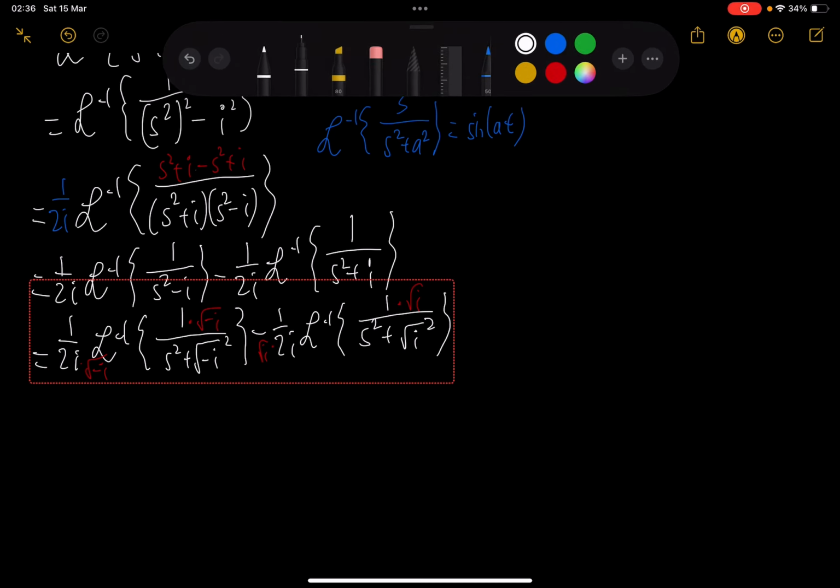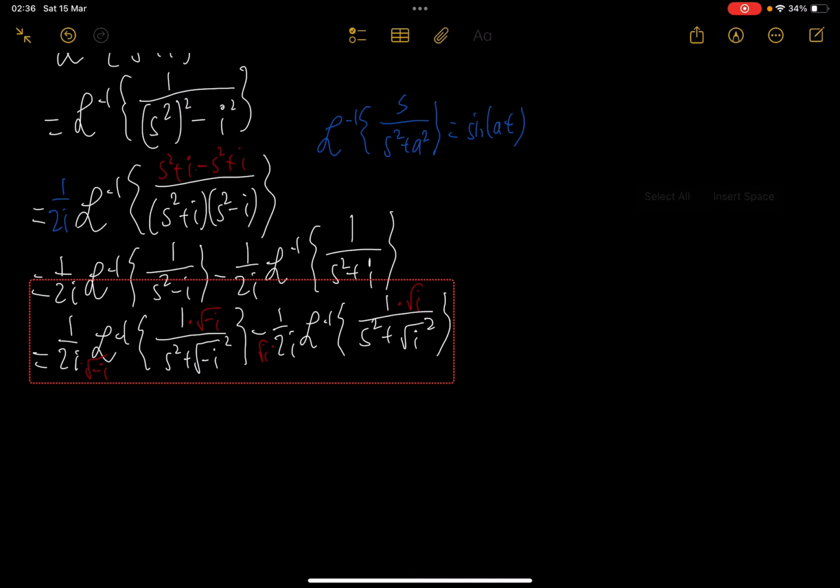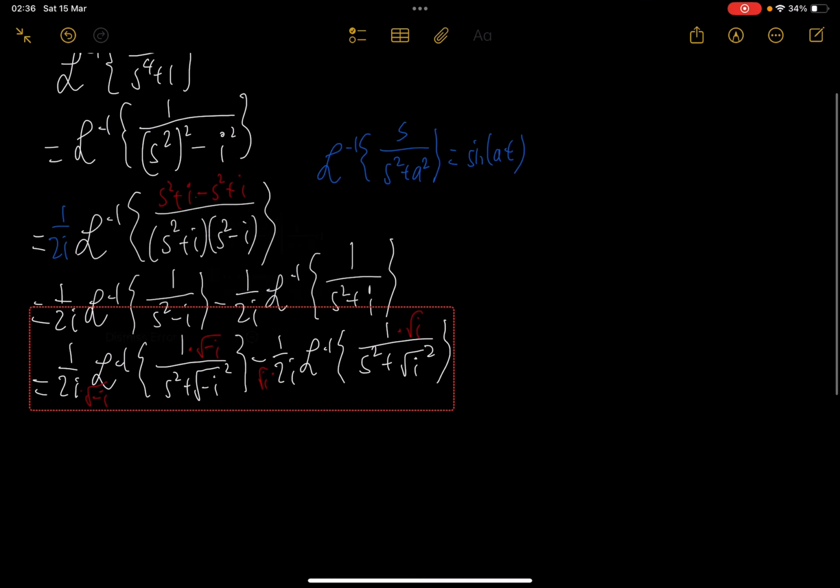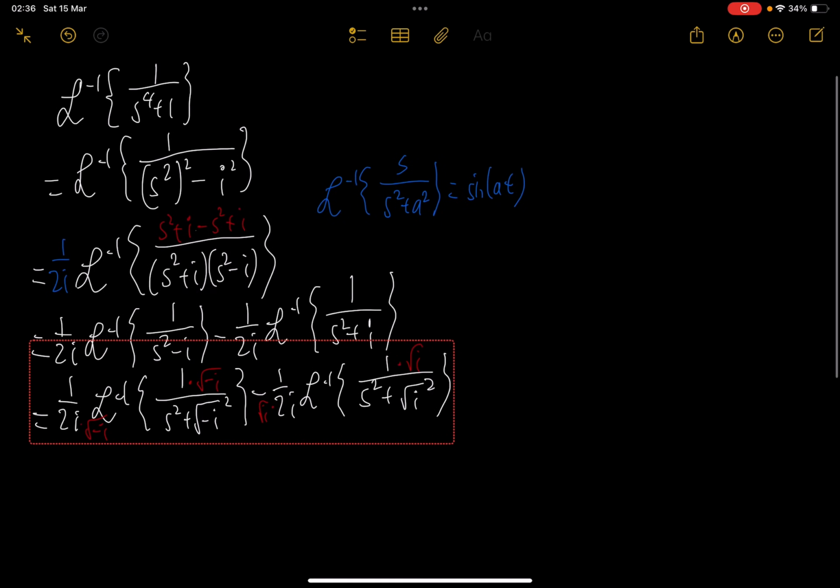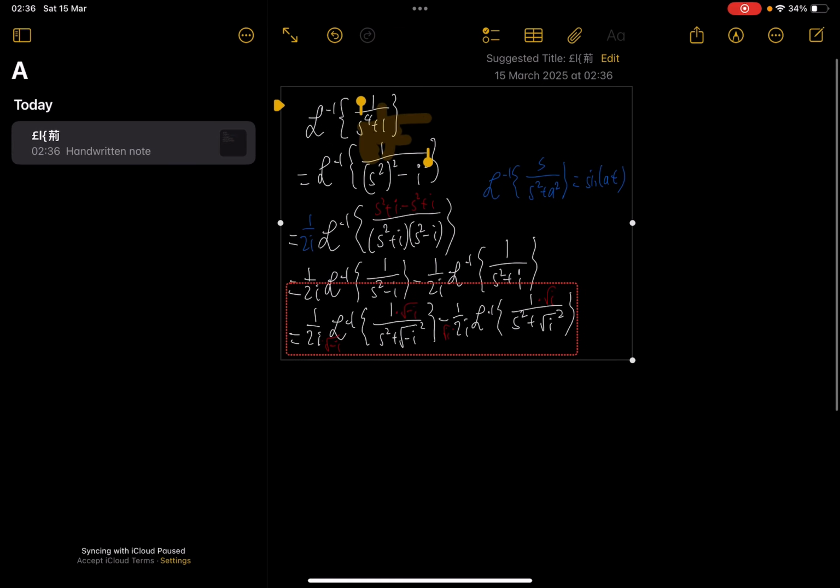And the next thing we are going to do is, let me just get rid of this. I forgot how to get rid of this red thing. Wait a minute.